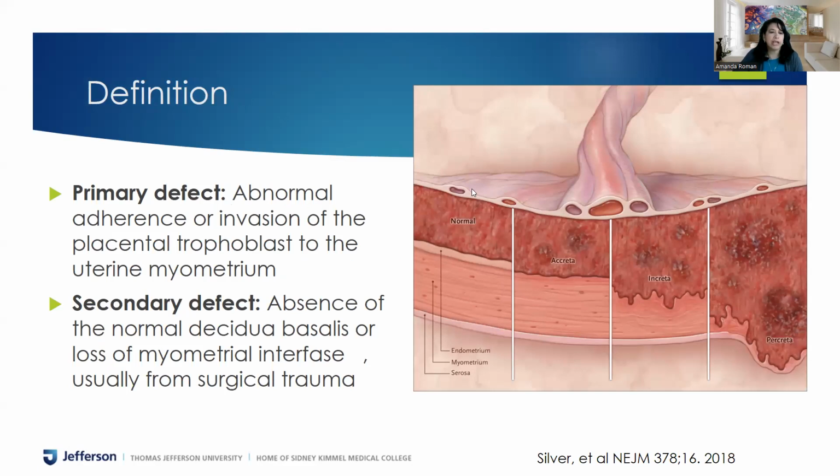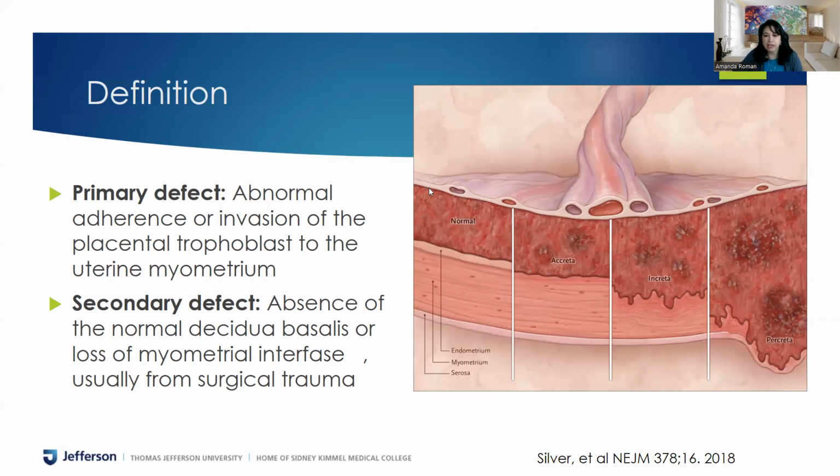By definition, we have placenta Accreta. It's a primary defect of the implantation of the placenta, and there is an abnormal adherence or invasion of the placental trophoblast to the uterine myometrium, and a secondary defect of absence of the normal decidua basalis.